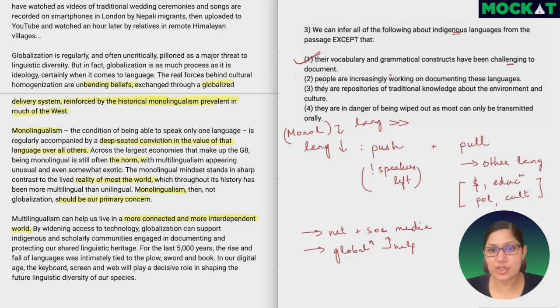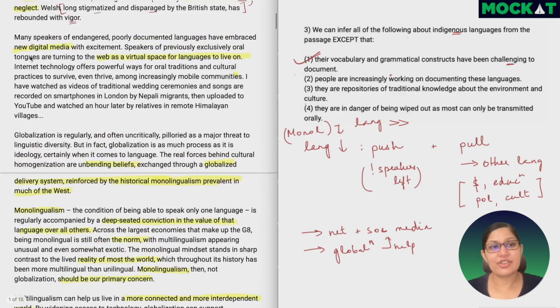Just looking at the other options, people are increasingly working on documenting these languages. That is something which is given, right? I was just showing it. And it's also something which can be inferred from this bit. So we'll eliminate this option.